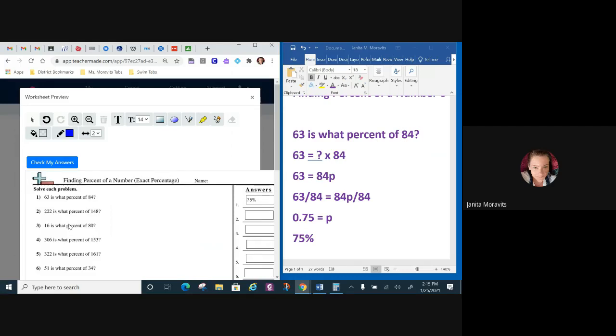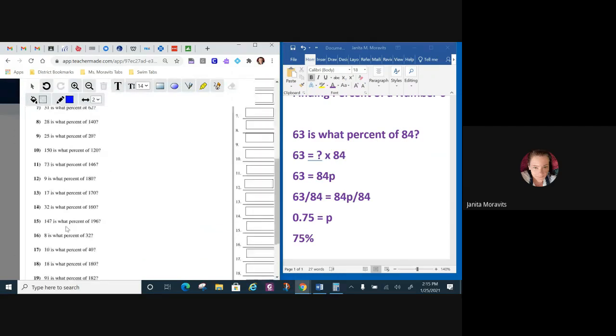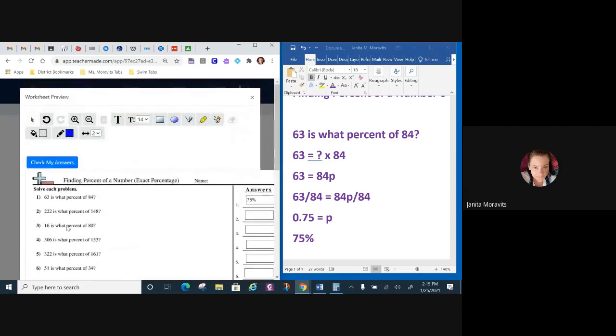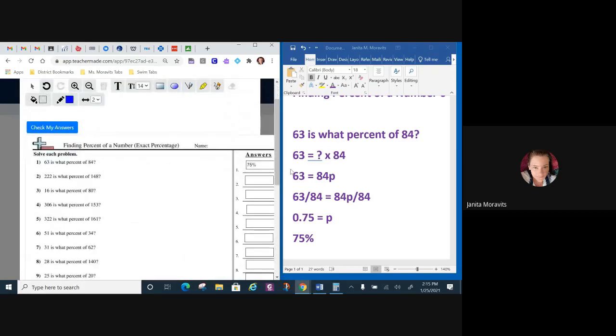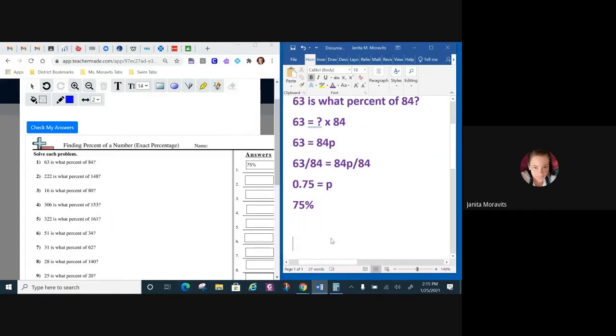Now, if you'll notice, all of these are exactly the same. You're finding what percent something is. And notice that to solve this first one, all we did in reality was we took the 63 and divided it by 84. We took the part and we divided it by the whole. So let's look at the next one.